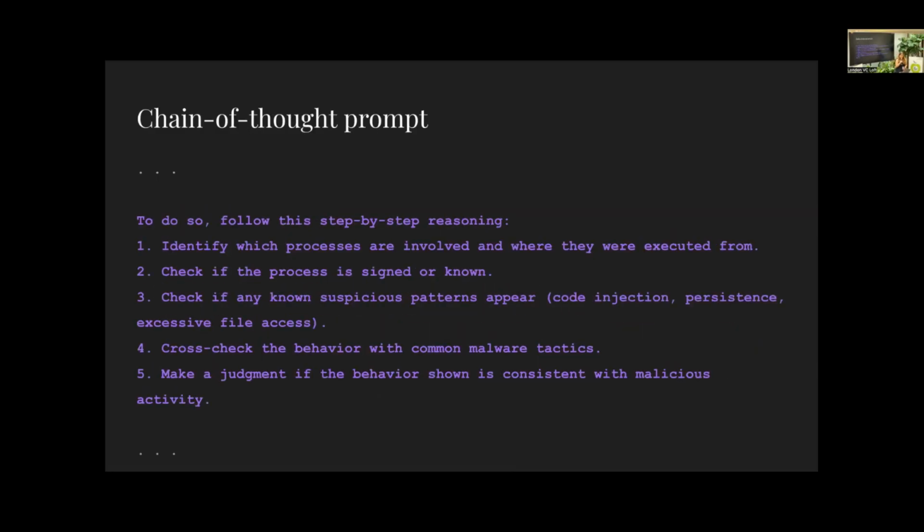And with chain of thought, here comes the step-by-step process of how to think. So for example, first step, identify which processes are involved and where they were executed from. 2, check if the process is signed or known. 3, check if any known suspicious patterns appear. For example, code injection, persistence, excessive file access, and so on. 4, cross-check the behavior with common malware tactics. And 5, make a judgment if the behavior shown is consistent with malicious activity.